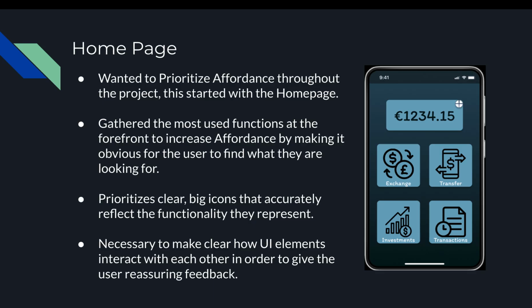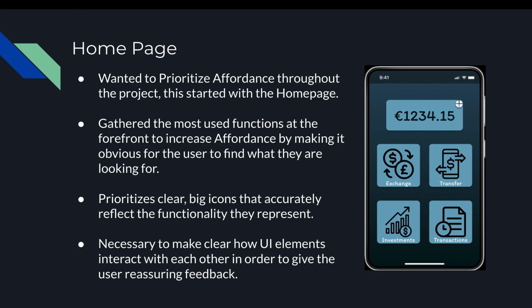Our primary goal throughout this project has been to prioritize affordance, starting right from the homepage. Let's delve into how we achieve this and why it matters. We initiated our design approach by placing a strong emphasis on the homepage, the gateway to our banking app. Recognizing the importance of affordance, we strategically gathered the most frequently used functions and brought them to the forefront.